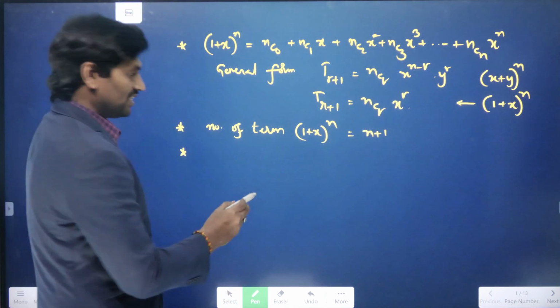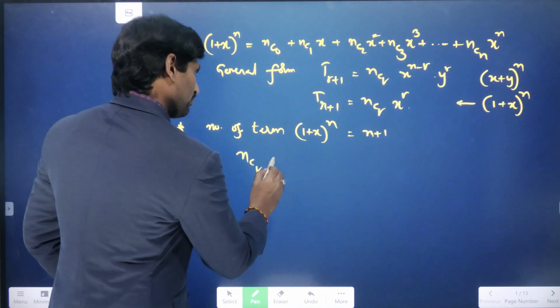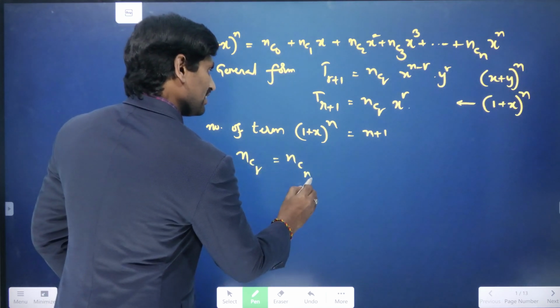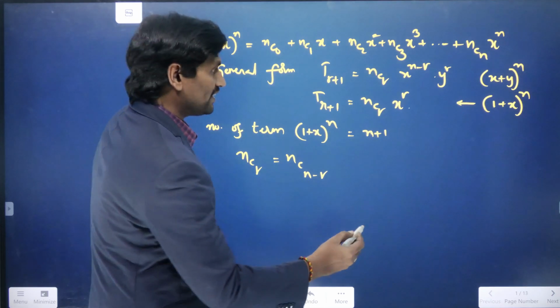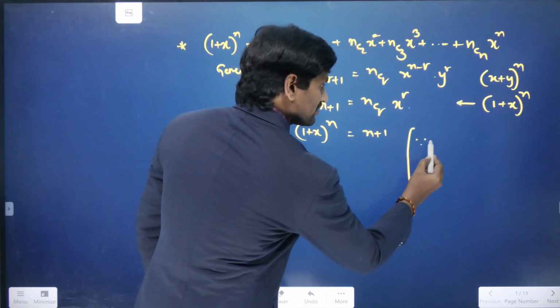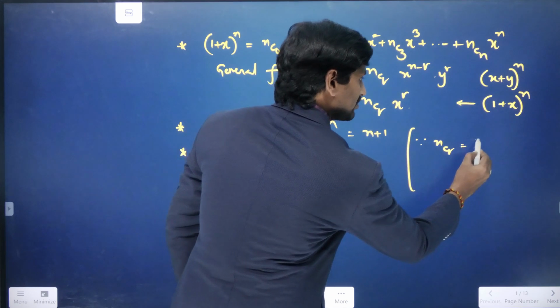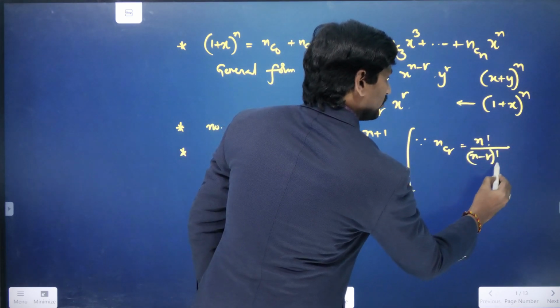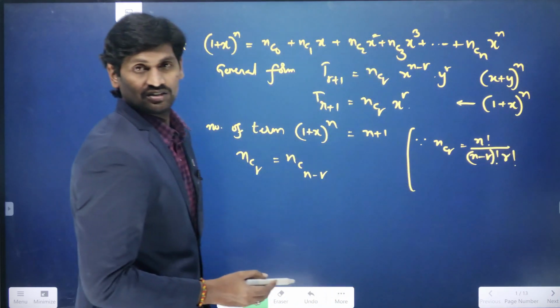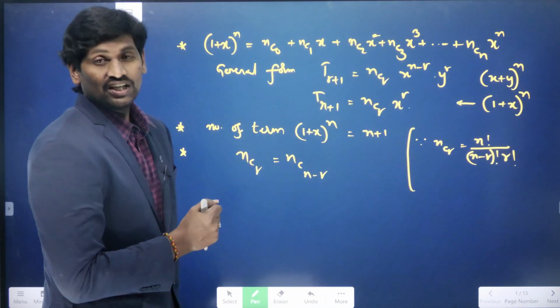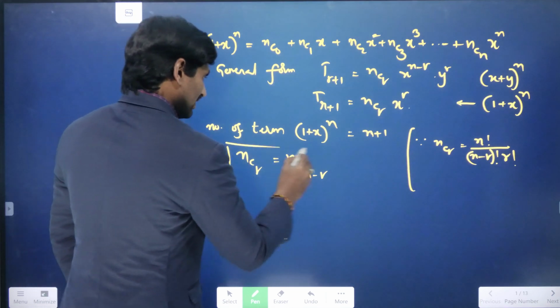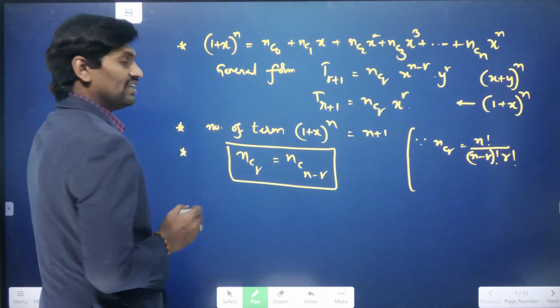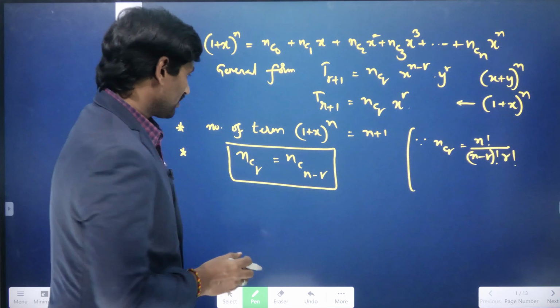We already discussed that nCr equals nC(n minus r). And what is nCr? In the very starting class we discussed that nCr equals n factorial by (n minus r) factorial into r factorial. This is also one of the important properties: nCr equals nC(n minus r).